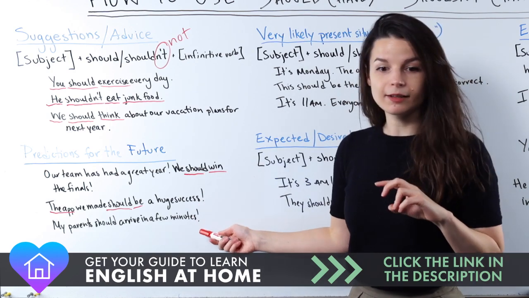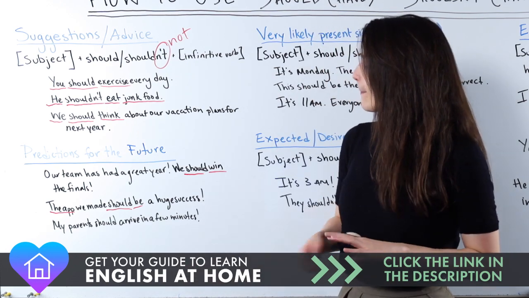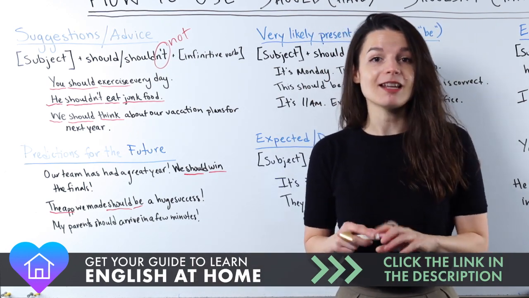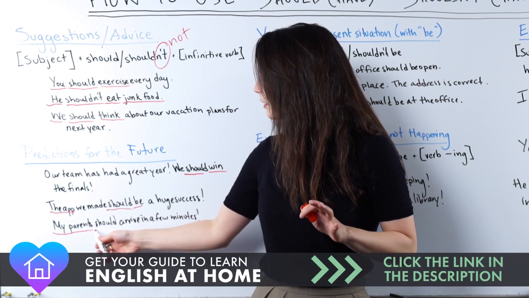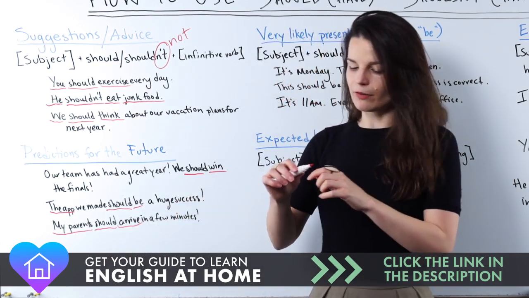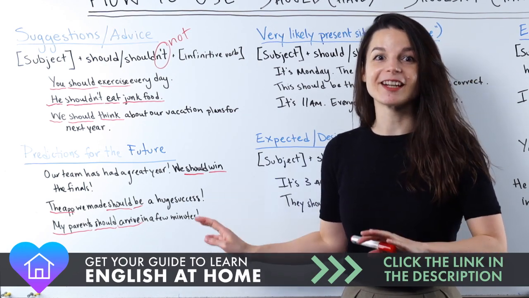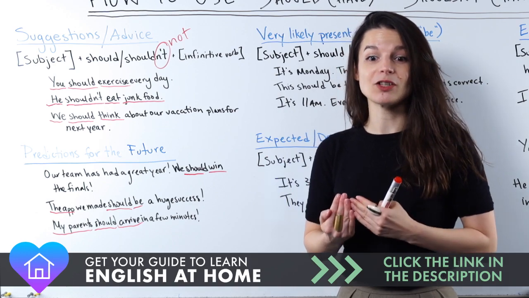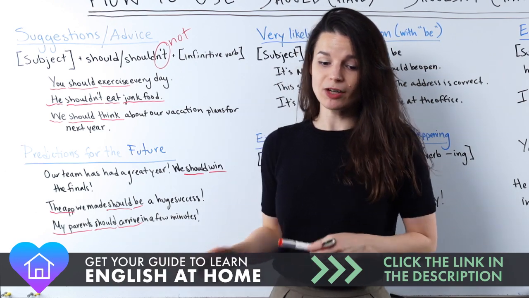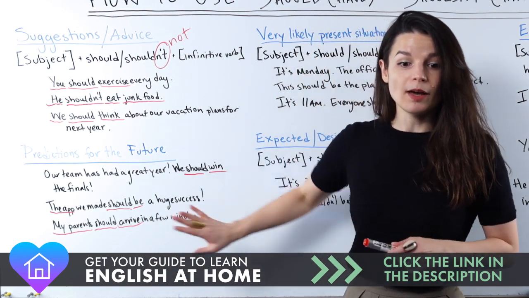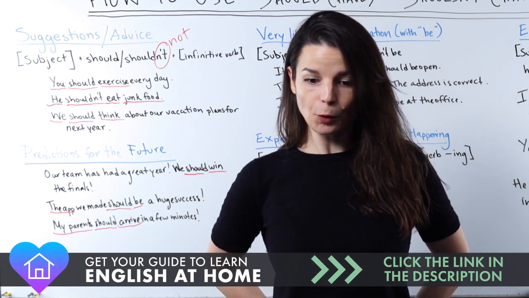Okay, final one. Some examples are coming in, then I'll read your examples. I see there are a lot. My parents should arrive in a few minutes. Subject is my parents, should, and arrive is my verb. So again, this is not a suggestion. This is a prediction. So I expect my parents are going to arrive. I think there's a very high chance of that. I express it with should. My parents should arrive in a few minutes. So the grammar is the same. It just depends on what you want to communicate.